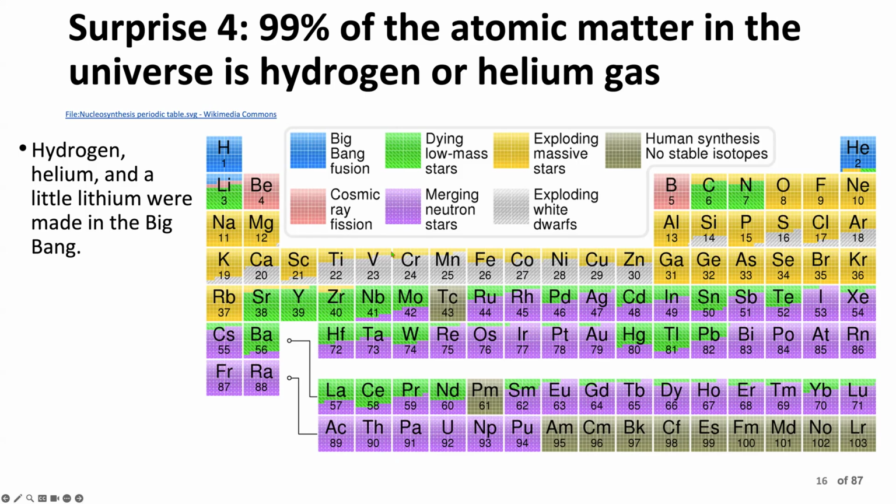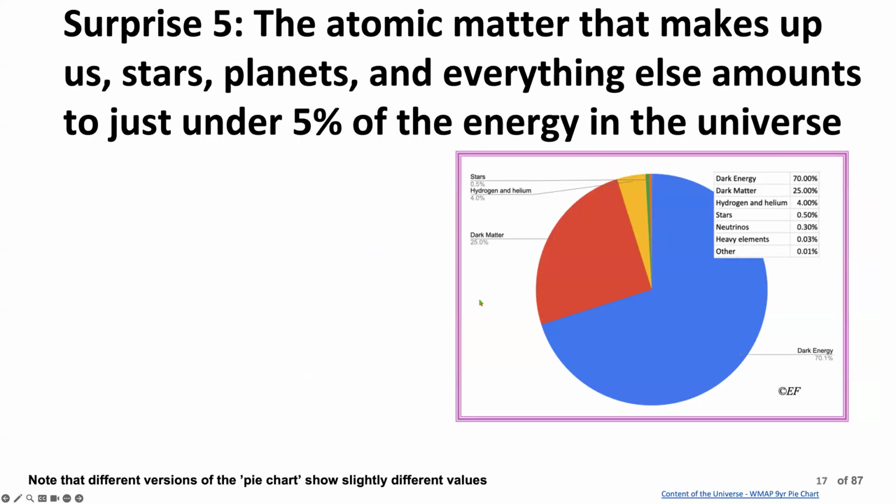And as I said, all these elements put together only represent 5% of the energy in the universe. The rest of it is the mysterious dark energy that I've mentioned and dark matter, which we haven't talked about yet. Here's the pie chart of the different kinds of energy that exist in the universe.